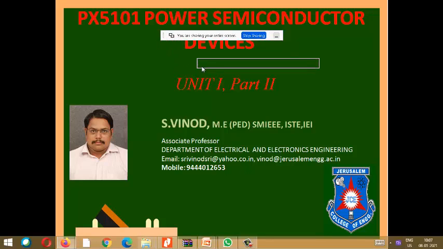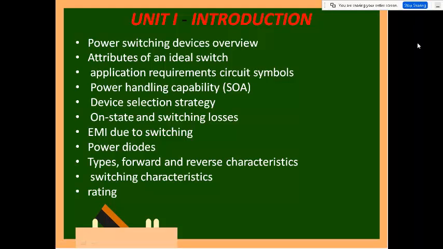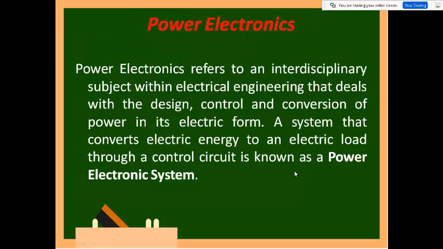We were starting with unit number 1. We started in the last class, what is there in units 1, 2, 3, 4 and 5, and today let us go with unit number 1. The syllabus for unit number 1: we are going to see the power switching device overview, attributes of an ideal switch, then we will go with the power diode today. Then we will see power handling capability and all. So let us start.